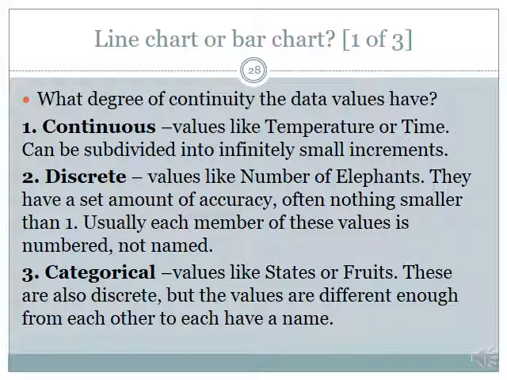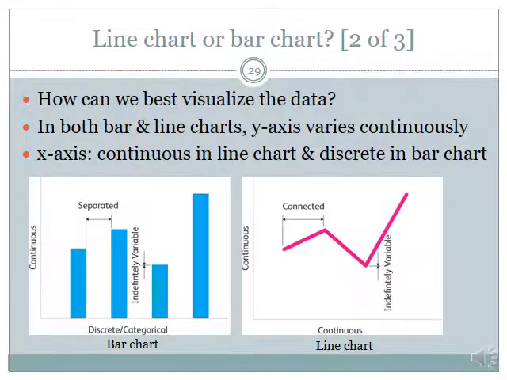You cannot further divide them, unlike temperature or time. And these members of these values are numbered, not named. And another is categorical, like values such as states or fruits. That is almost the same as discrete, except that values are different enough that each has a name. So continuous is in one category and discrete is in another category.